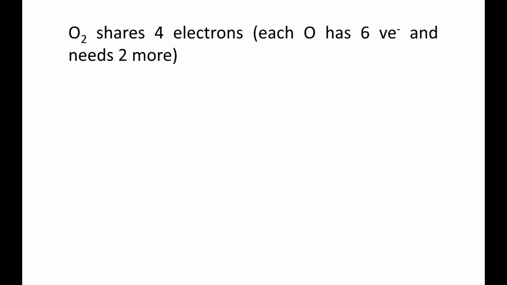Now oxygen's a little different. Oxygen shares 4 electrons, okay, 2 pairs, because each oxygen has 6 valence electrons, and each one needs 2 more. So if you look at it, oxygen needs 2. So we're going to draw the electron dot structure. So what's going to happen here is these 2 and these 2 are going to get together. So you're going to have 2 pairs in the middle of the oxygens.